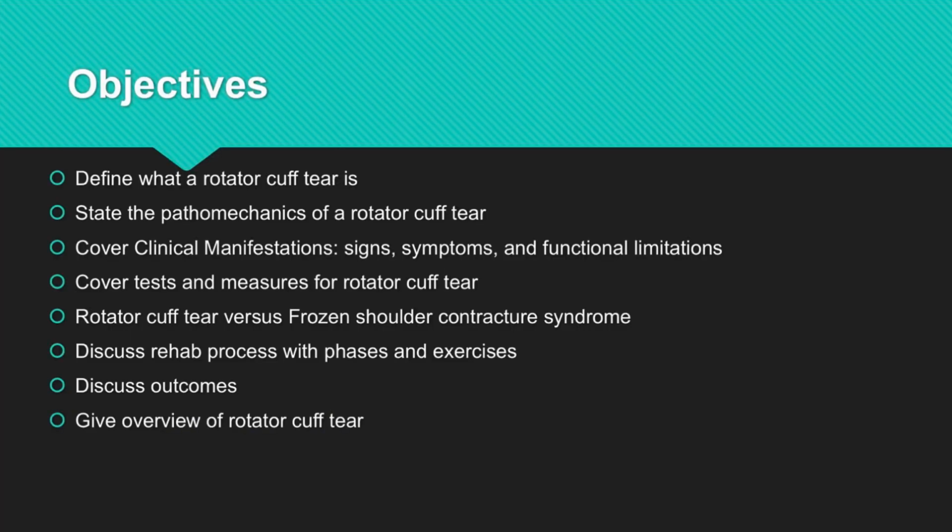Today, we will be defining what a rotator cuff is. We will state what the pathomechanics are, cover the different clinical manifestations, cover the different tests and measures for it, as well as compare it to frozen shoulder, and also discuss the different rehab phases, as well as discuss the outcomes, and then give an overview.